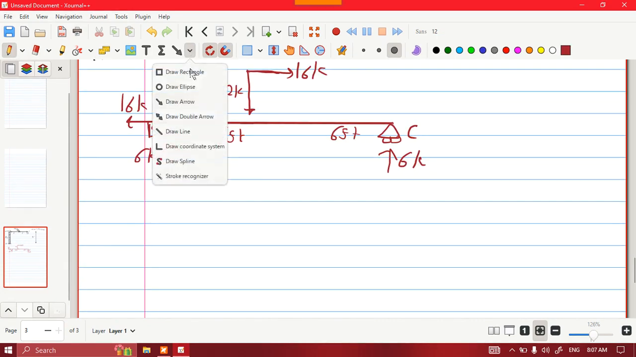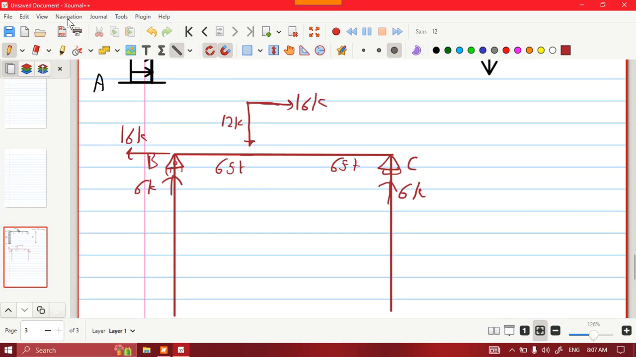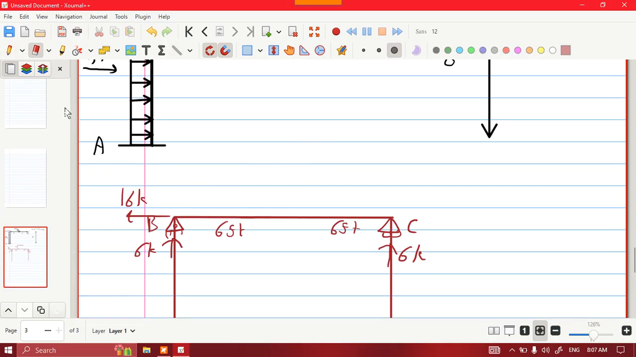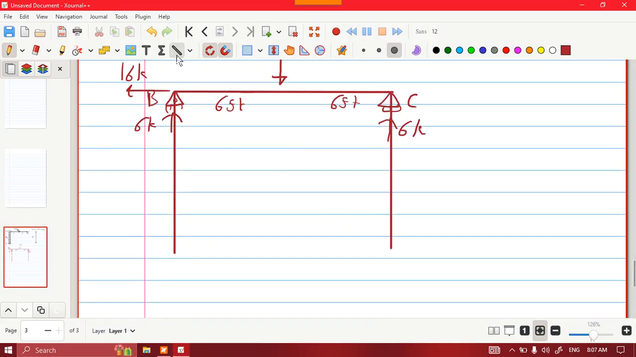So let's draw the moment diagram for this beam. This will act in the front directly, 12 kips. And let's draw the moment diagram. I'm going to draw the shear and moment diagram for the frame.